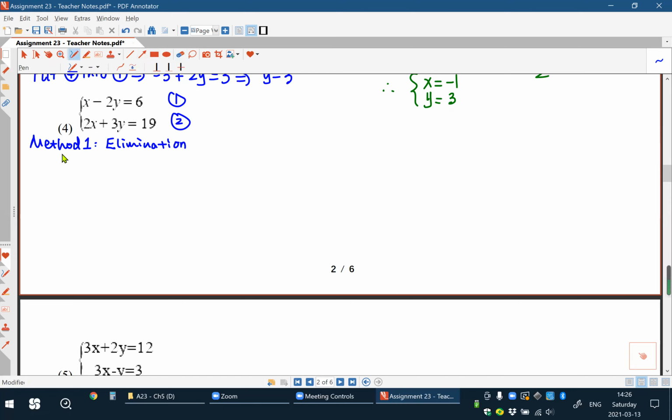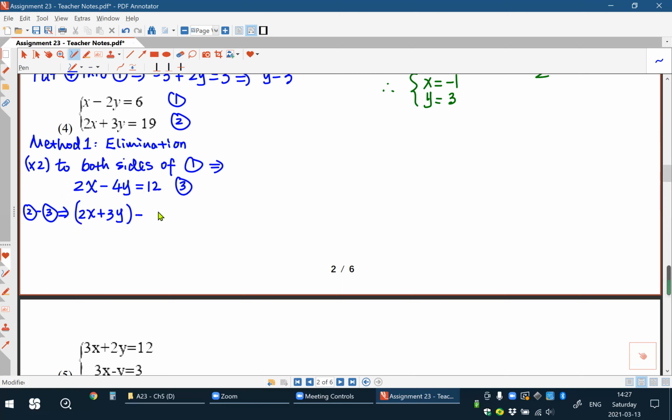Okay, so now let's eliminate variable x here. We need to times a 2 to both sides of equation 1. And this will give you 2x minus 4y equals 12. Let's call this 3. And then we can use equation 2 subtracted by equation 3, right? Equation 2 minus equation 3. And this will give you 2x plus 3y minus 2x minus 4y. Left hand side minus left hand side. Okay, right hand side 19 minus right hand side.